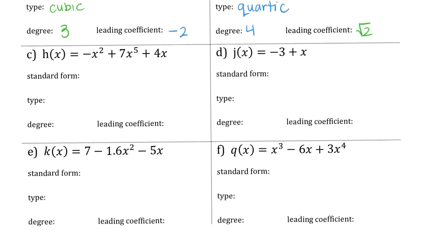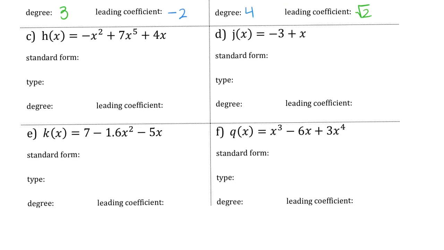Okay, if you're ahead, just keep going and finish these up, and I'll keep writing these. Okay. h of x, 7x to the fifth, minus x to the second, plus 4x. Okay, what's the degree? 5. If it's 5, does it have a special name? No, it's fifth degree.